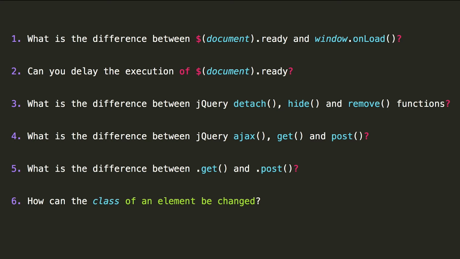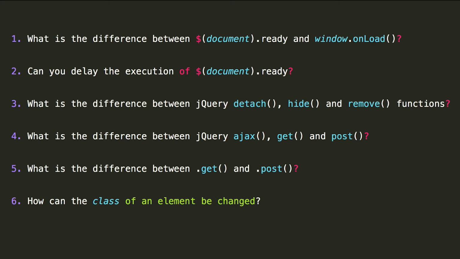Window.onload occurs later, and it mainly occurs when things like the images have already been loaded on the page itself. With window.onload, you're limited to only being able to attach one listener to it, but you can attach as many as you want to the $(document).ready method. So that is the difference between document.ready and window.onload.